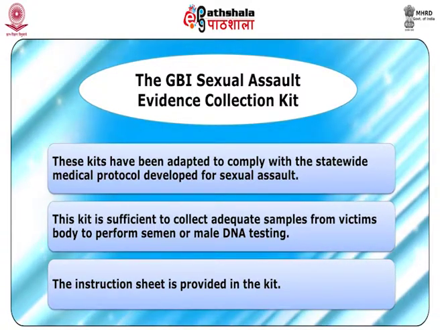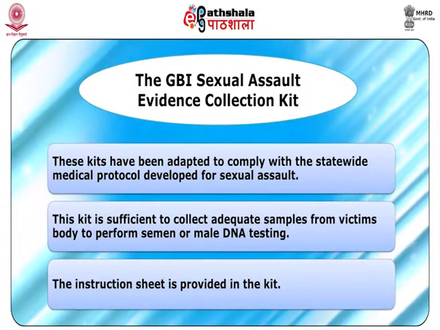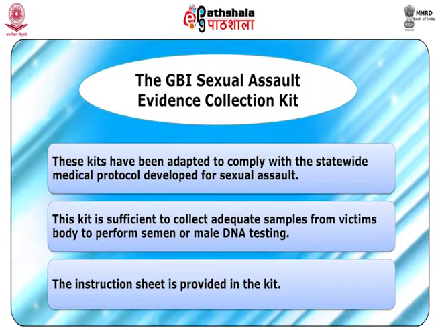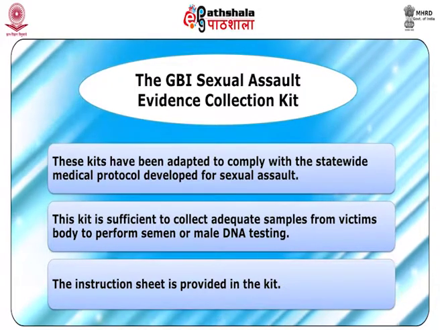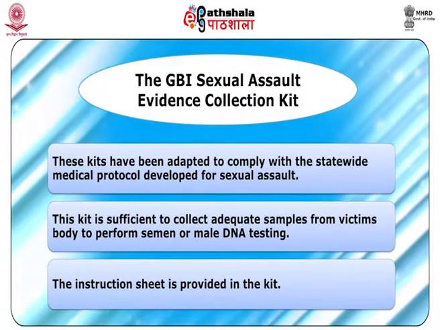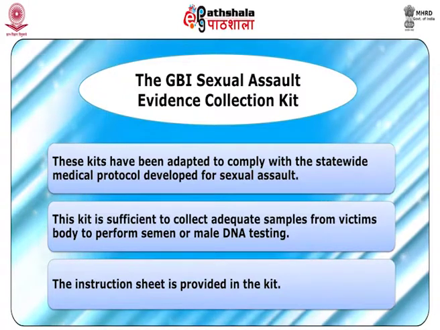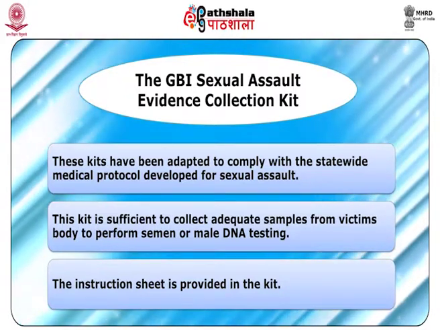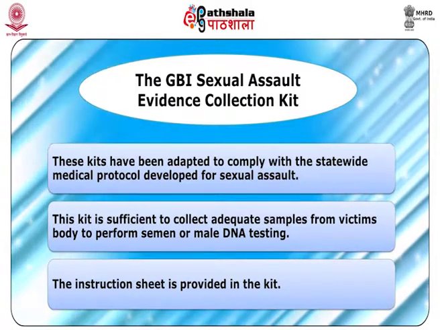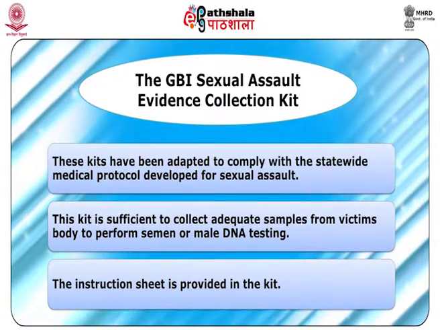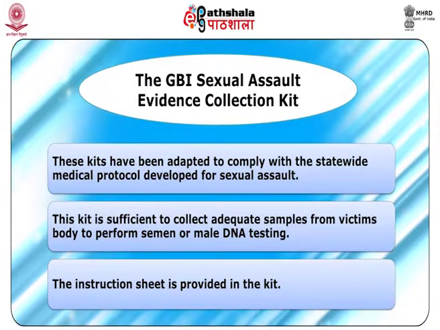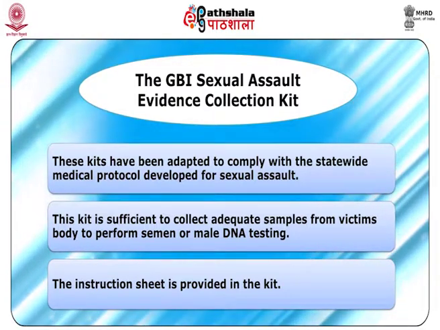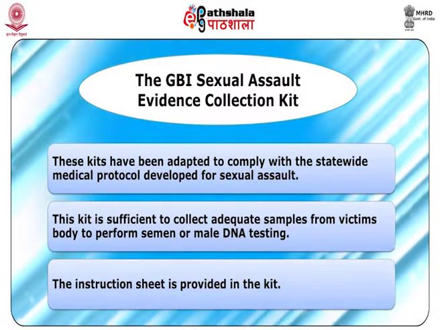Sexual assault evidence collection kits. The GBI Sexual Assault Evidence Collection Kit is prepared commercially. These kits have been adapted to comply with the statewide medical examination protocol developed for sexual assault victims. The kit is sufficient to collect adequate samples from the victim's body to perform semen or male DNA testing. The instruction sheet provided in each kit is explicit and complete for proper evidence collection. Inadequate collection and preservation of these samples can eliminate the potential for suspect identification.